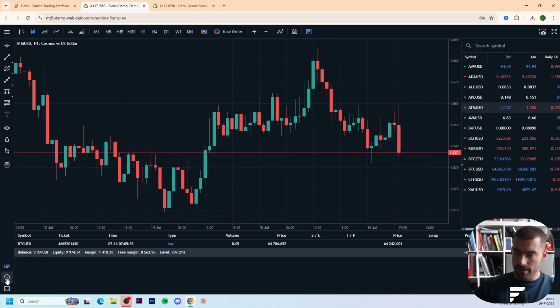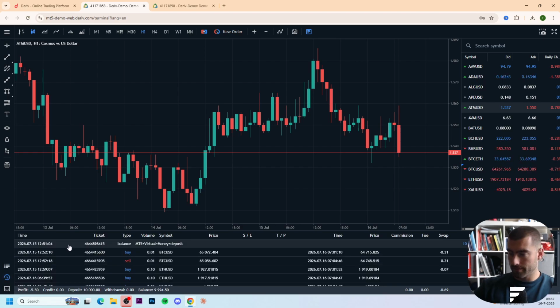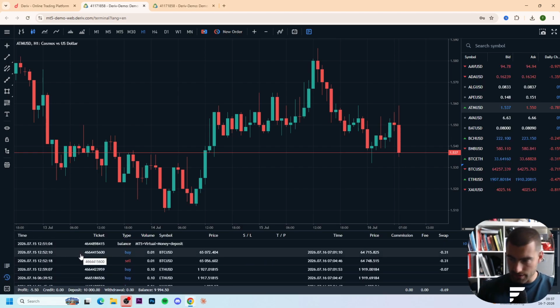Then what we're going to do right here is go to this history tab from here, and then you will find right here your transaction history from the MetaTrader 5 web trader. So these are the two settings that you need to know to get the transactions.